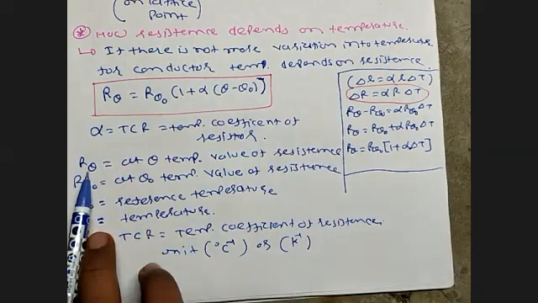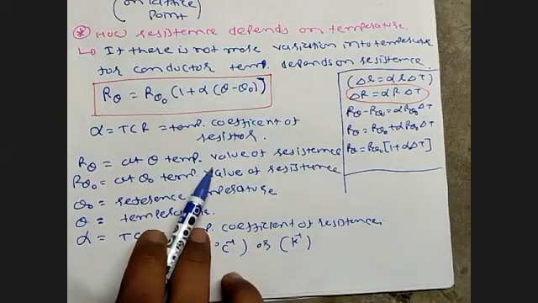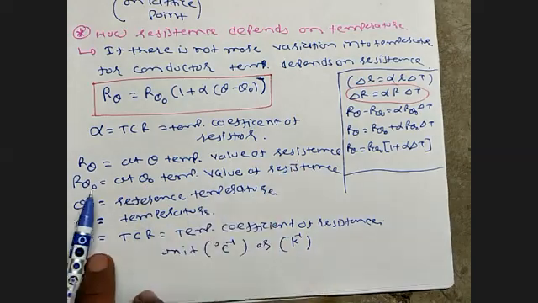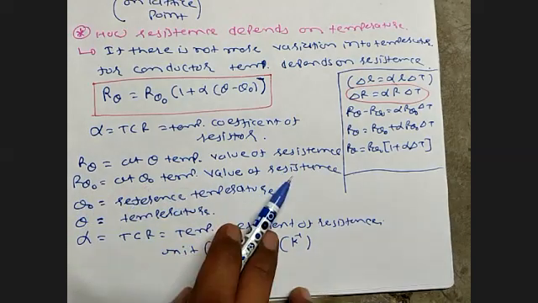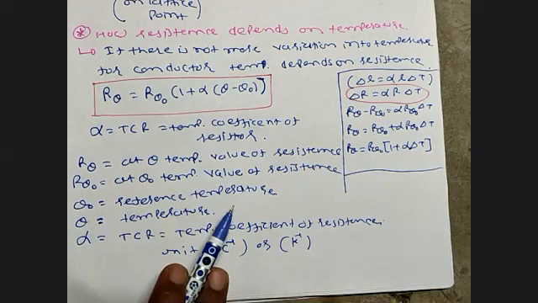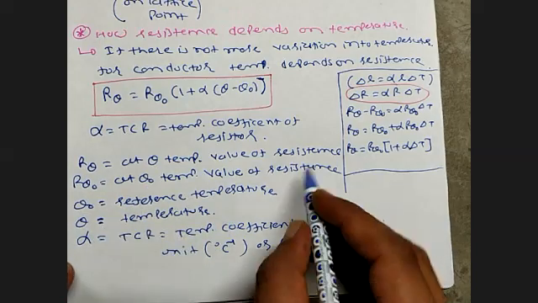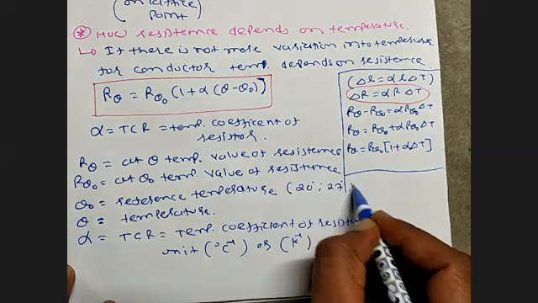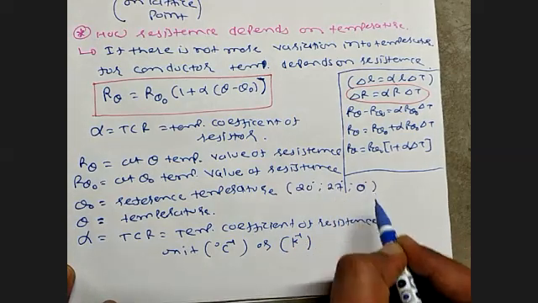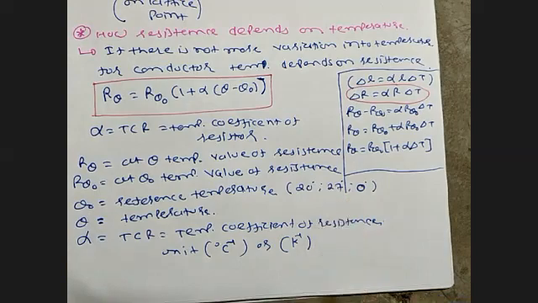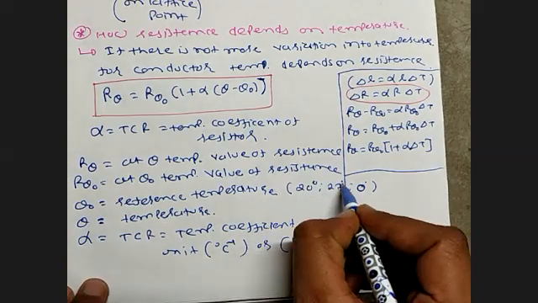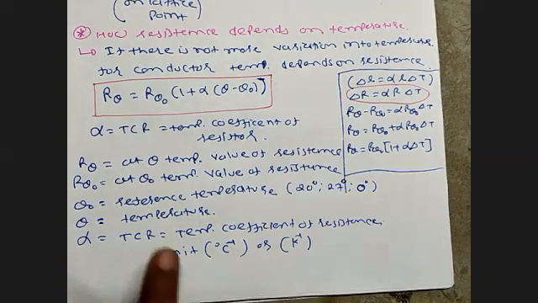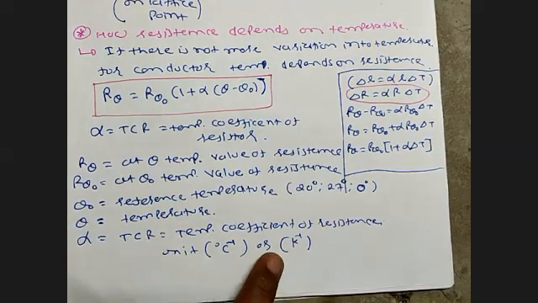You see, R theta is the value of resistance at temperature theta, and R theta 0 is the value of resistance at temperature theta 0. Theta 0 is the reference temperature, such as 20 degrees centigrade, 27 degrees centigrade or 0 degrees centigrade. These are the reference temperatures. This alpha is TCR, and its unit is Kelvin inverse or centigrade inverse.